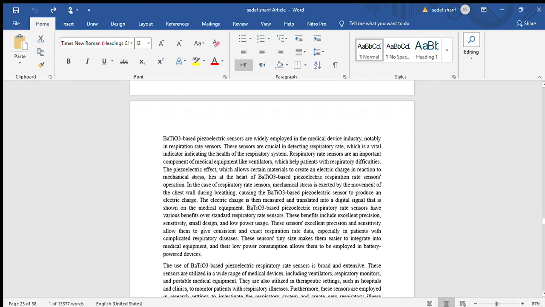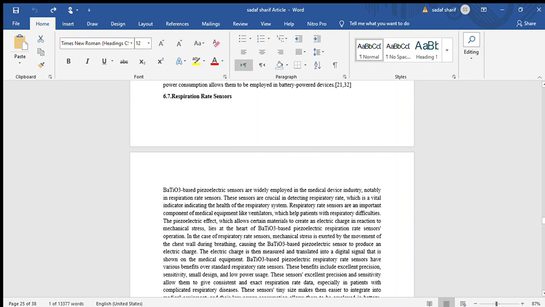Barium titanate based piezoelectric sensors are widely employed in the medical device industry, notably in respiration rate sensors. These sensors are crucial in detecting respiratory rate, which is a vital indicator of the health of the respiratory system. Respiratory rate sensors are an important component of medical equipment like ventilators, which help patients with respiratory difficulties.